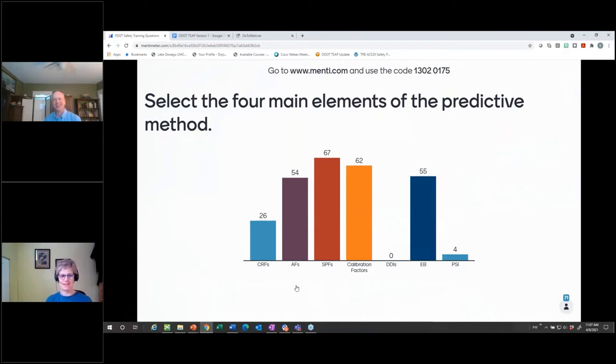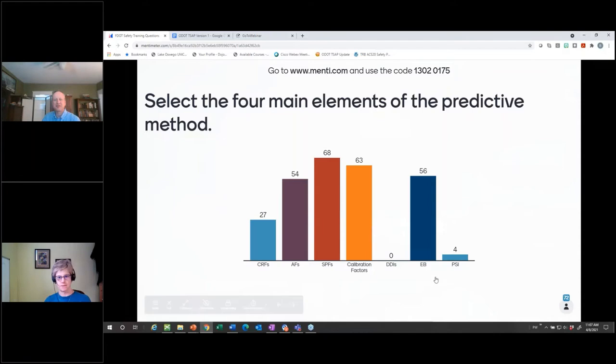Fundamentally, it's the adjustment factors, the safety performance functions, calibration factors, and at times the EB, the empirical Bayes method. And then, obviously, there's that segmentation step that's a critical piece of this.